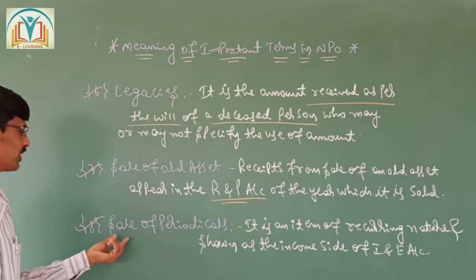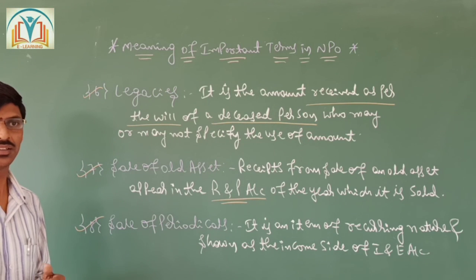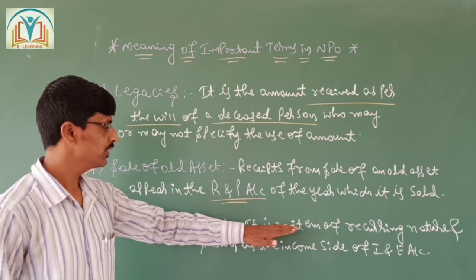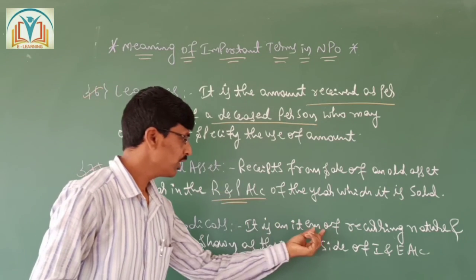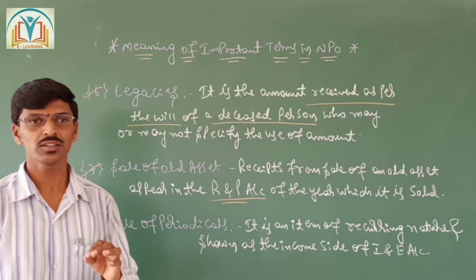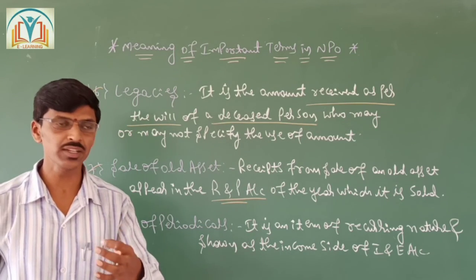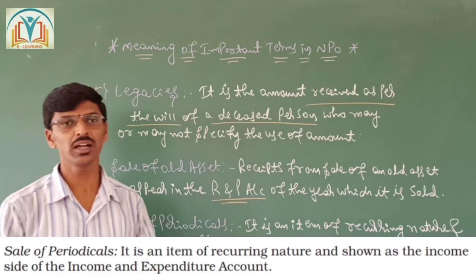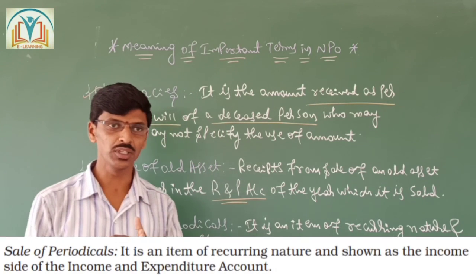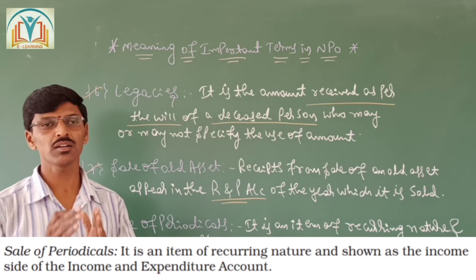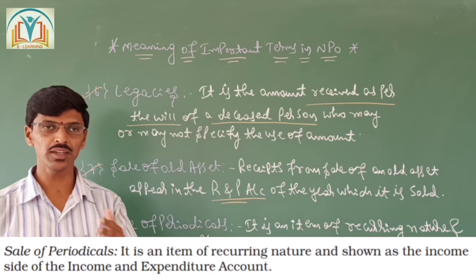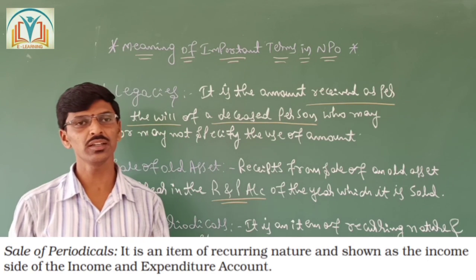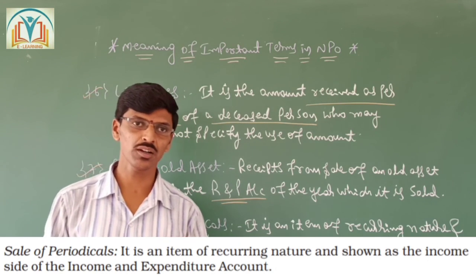Then the eighth is sale of periodicals. The sale of periodicals is an item of recurring nature, and it is to be shown on the income side of the income and expenditure account.